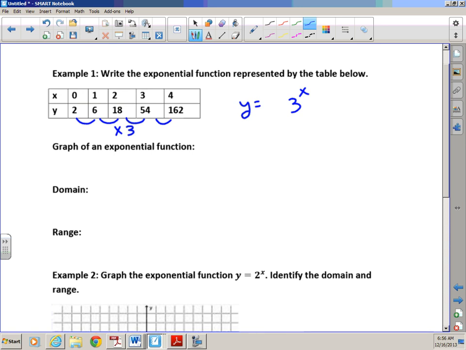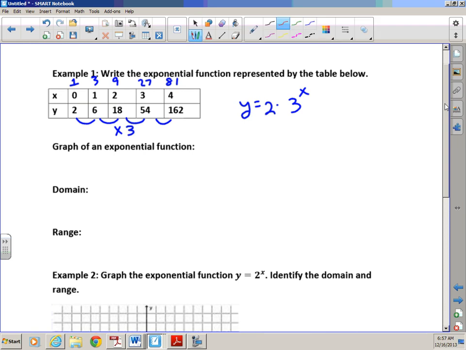Well, if we take each of these x values and use them as my exponent, I would get 3 to the first is 3, 3 to the second is 9, 3 to the third is 27, and 3 to the fourth is 81. And that doesn't give me the number here. So something else is happening. What else is happening? Well, I'm multiplying each of these results by 2. So that's how you get the equation.